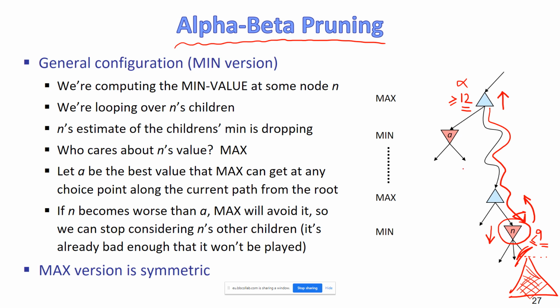Similarly, we can do that with a max node with a beta value, but it's symmetric. Okay, so in this case, we'll say that if my value is greater than beta, which is the best option for a min node, then I should prune at that point. I should not continue exploring my children. So that's the general idea of alpha beta pruning.